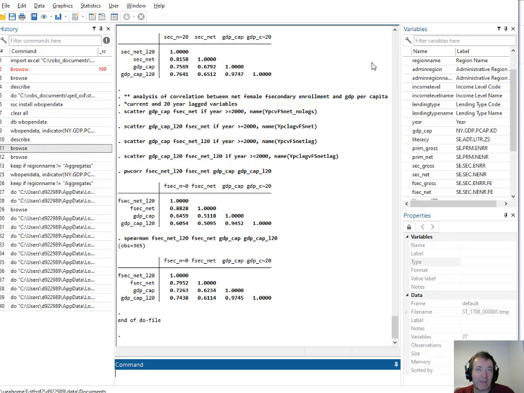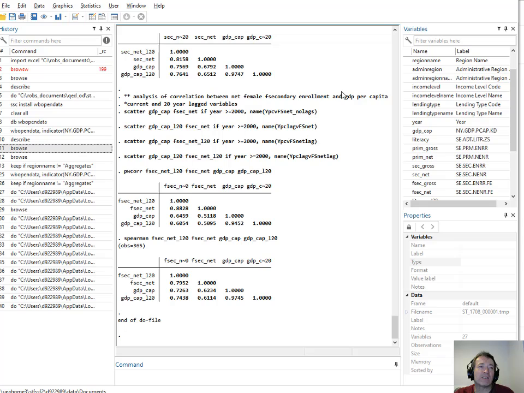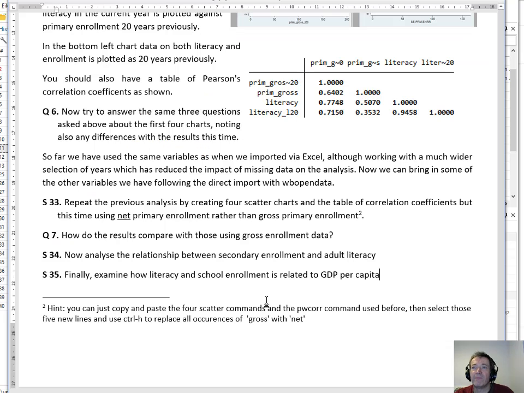So that's the end of that analysis with correlations. You can apply it to some of the other possible interactions between those effects. But for now, thanks for listening.